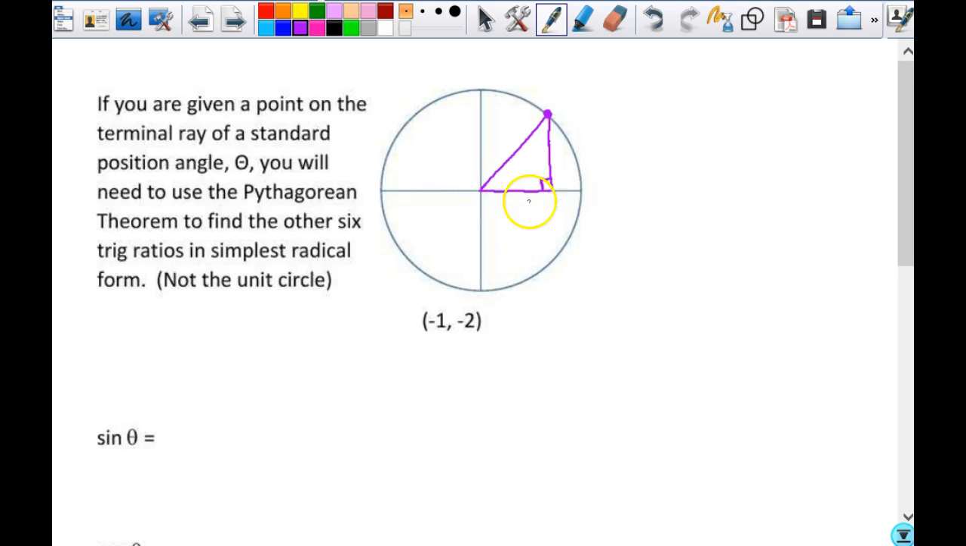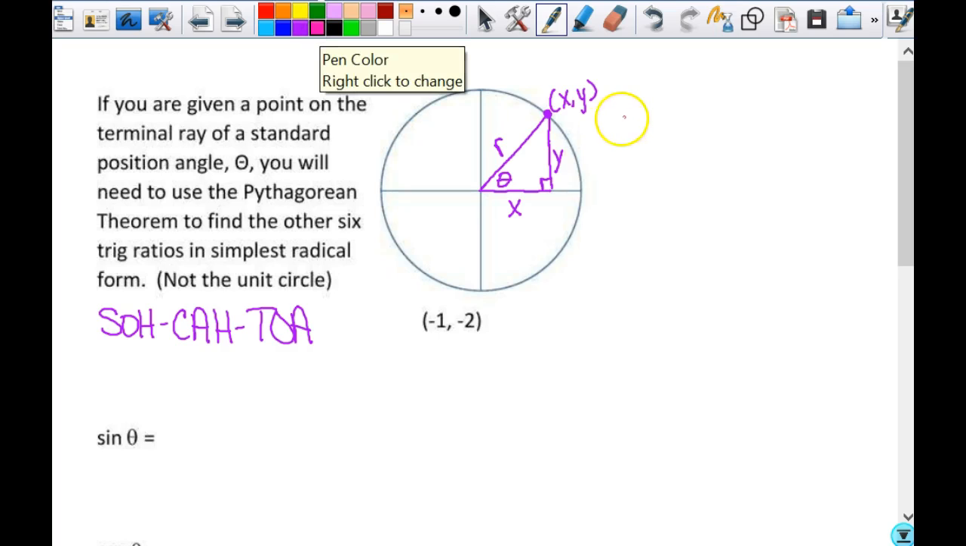Now, this is still xy. This is still my x value. This is still my y value. This is still my radius. This time the radius just does not equal 1. Okay? And I still need to think about SOHCAHTOA here. And let's look at what our 6 trig ratios are if this is theta.